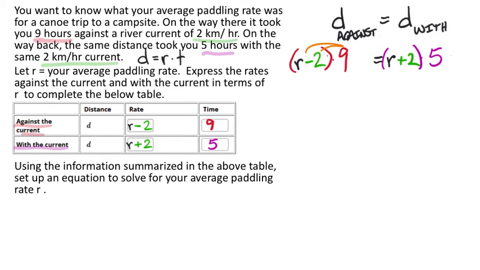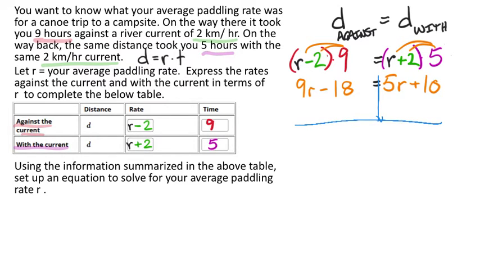I'll distribute the 9 into the parentheses. That'd be 9R minus 18. And then this would equal, distributing the 5 here, 5R plus 10. Okay, so I can use the principle of equality here to start solving this. So remember, whatever I do to one side, I got to do to the other side. I'm going to keep my R's on the left and then the numbers on the right. So the negative 18, I'll have to zero out by adding 18.